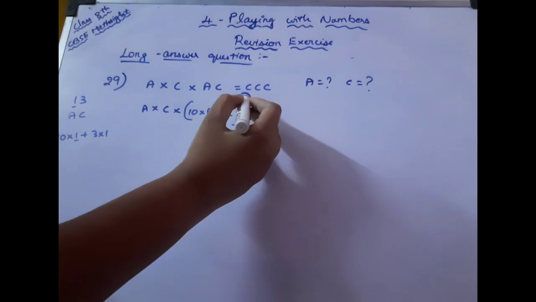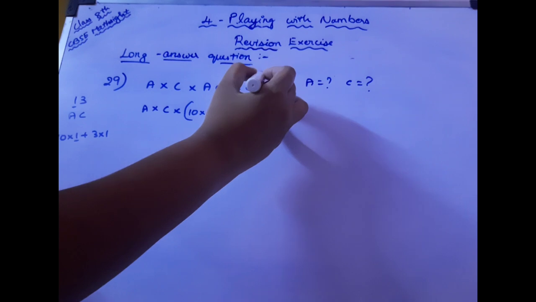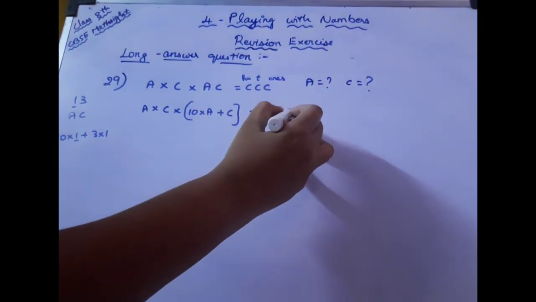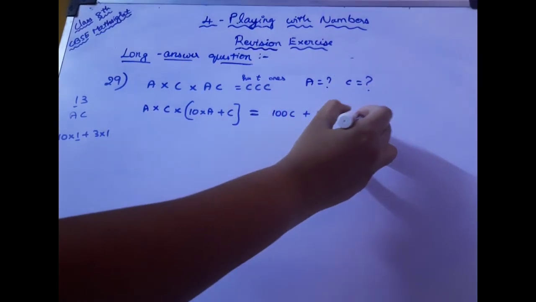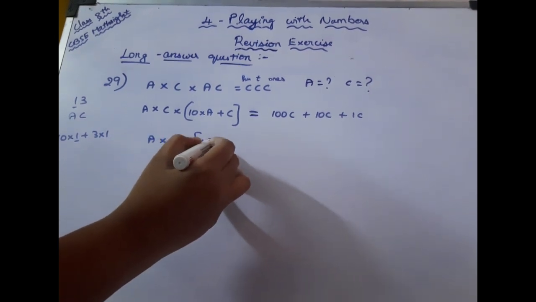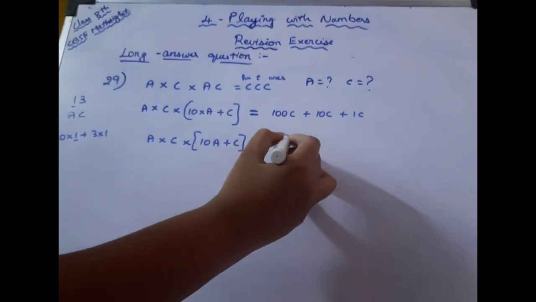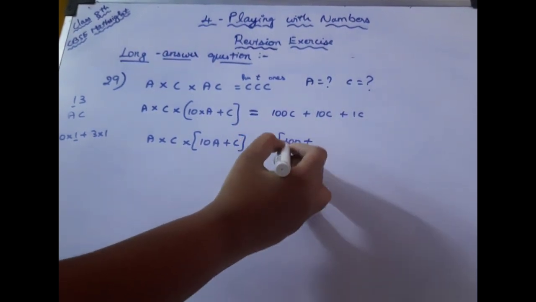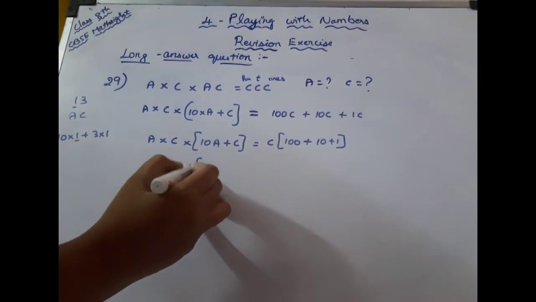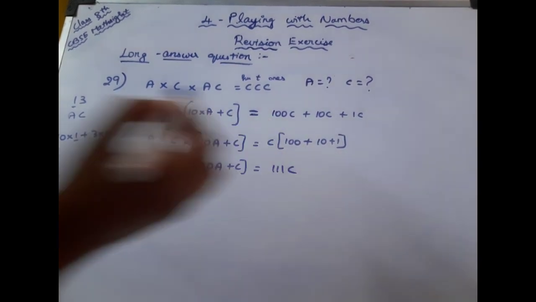Same way when we take here C value, we can see this C is in 1's place. So next is in 10's place and next is in 100's place. So we can write this given information as 100C plus 10C plus 1C. So here we can write A into C into 10A plus C, which is equal to, we can take C outside, where we have the remaining value as 100 plus 10 plus 1. So A into C into 10A plus C equals 101C.